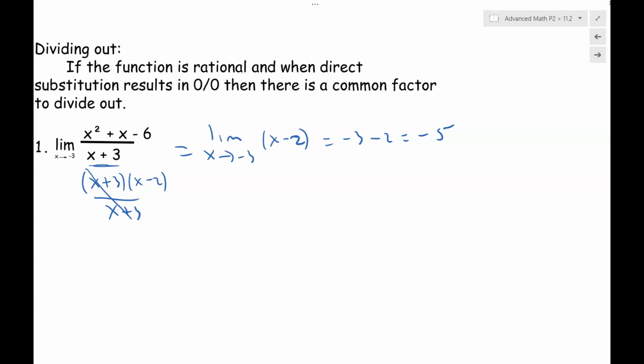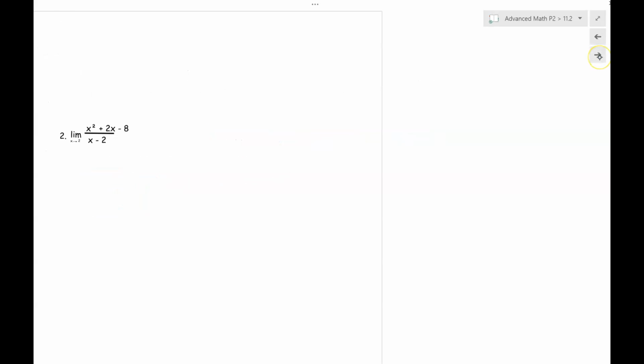Okay? So, you see how that one works there. I'm just looking at my notes and I noticed I had a slight error. All right. So, goal here, you're going to cancel out a common factor and then just do direct substitution. All right. So these problems are pretty simple.